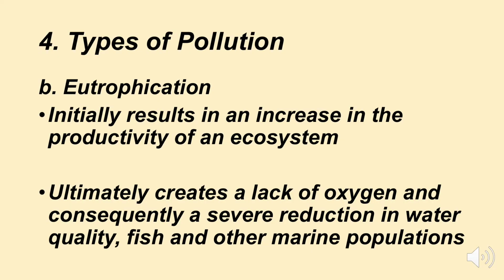Eutrophication initially results in an increase in the productivity of an ecosystem, but it ultimately creates a lack of oxygen and consequently a severe reduction in water quality.